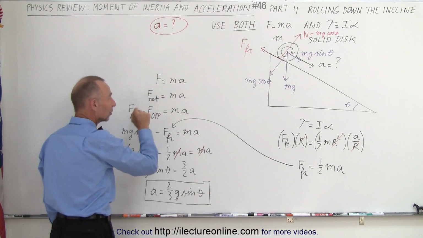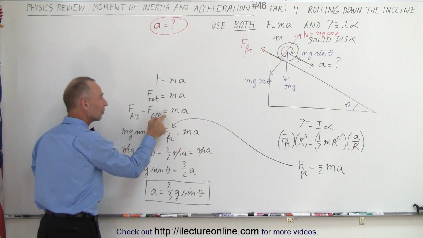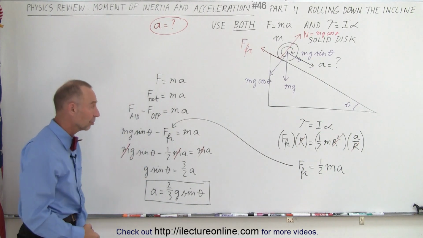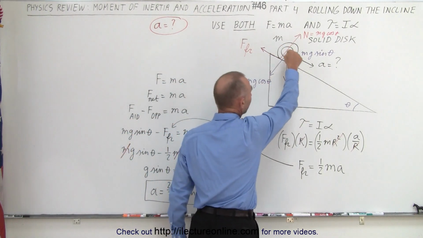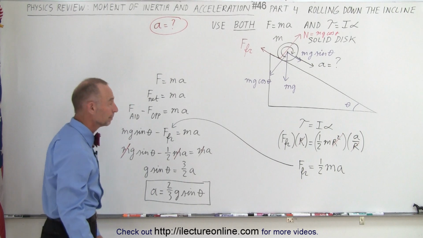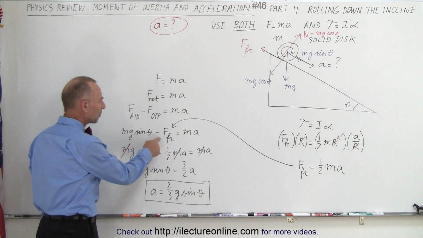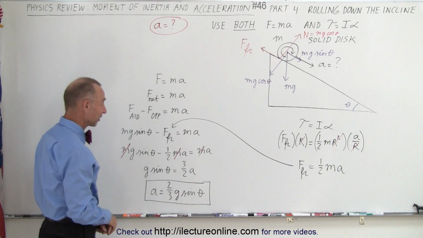F net, of course, equals ma, which means the aiding force minus the opposing force equals the mass times the acceleration. So what is the aiding force? It's mg sine theta pulling the object down. The opposing force is the friction force pulling it back up. Obviously, this one will be bigger than that because it will be rolling down. You never see the friction force pushing the object up.